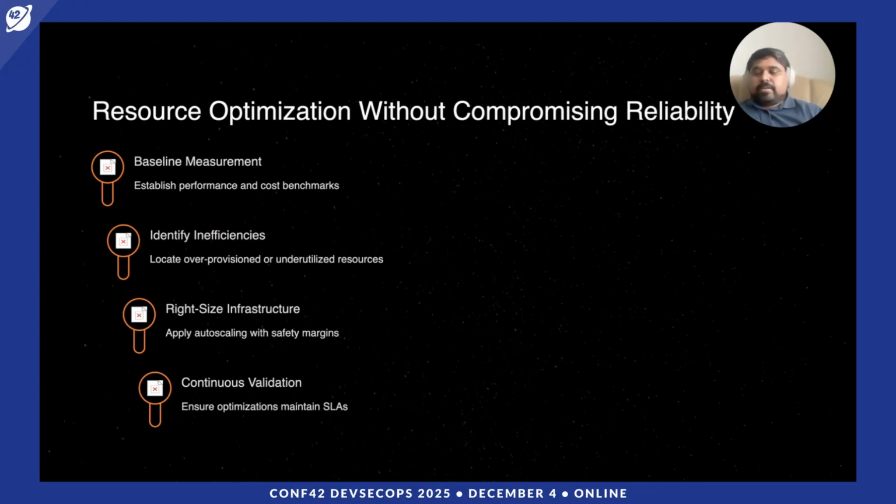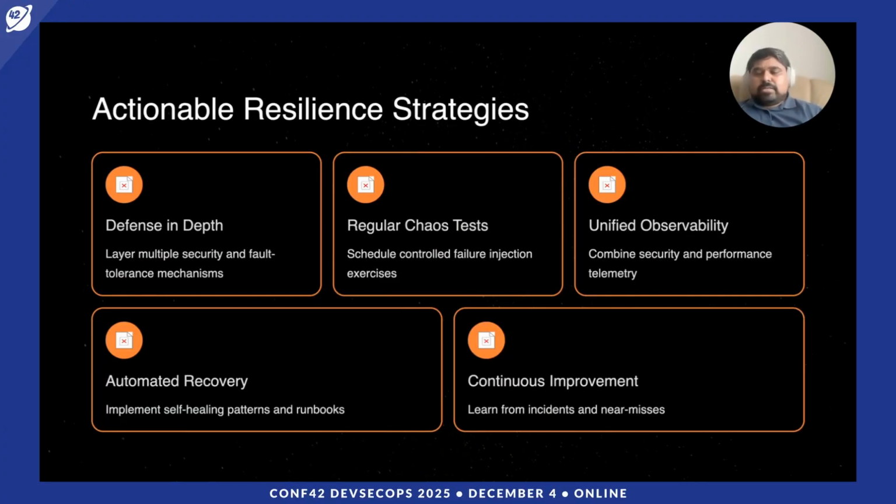For example, a new configuration maintains SLAs and cuts costs by $50 a month. This will be like $144,000 per year. So now we have actionable resilience strategies, five strategies, and we can dive into each one.